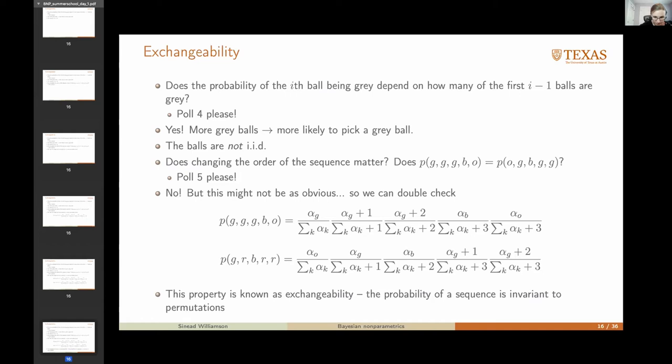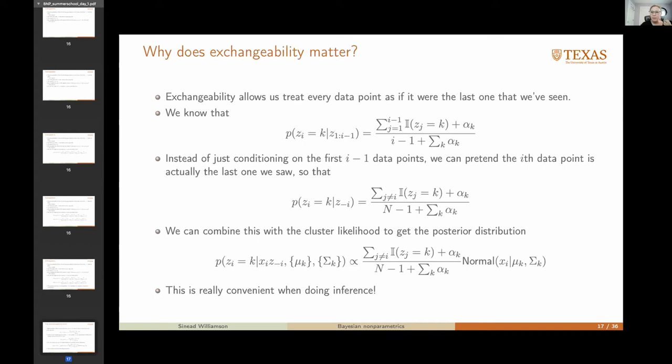Now, this is a property that makes it really handy to work with this Dirichlet distribution. Because it means that we know that we can always treat a ball as if it was the last one we saw, right? When we're considering the probability of a data point belonging to a cluster, we can pretend it was the last one we saw and condition on all of the other data points. So we can rearrange our data points so that we're always looking at the last one.